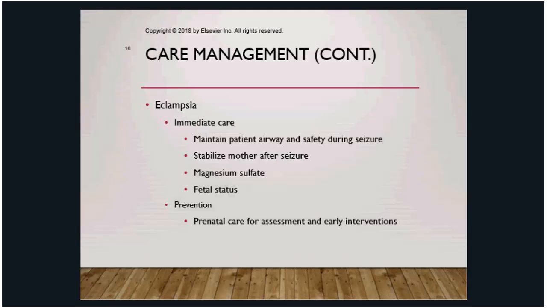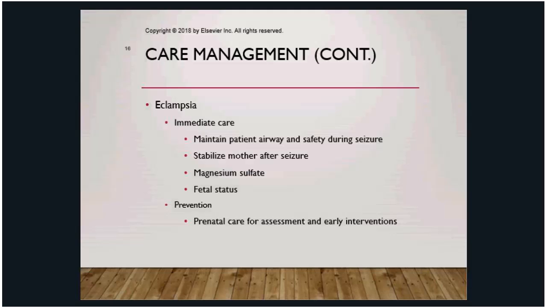Eclampsia, immediate care is needed. So maintain a patent airway if the patient's having seizures, and safety during the seizure. Make sure she doesn't hit her head. Make sure there are pillows around the sides of the rails of the bed, and the rails are up. Stabilize the mother after the seizure. She will start a magnesium infusion if she isn't already on it. And you need to be aware of the baby's status.